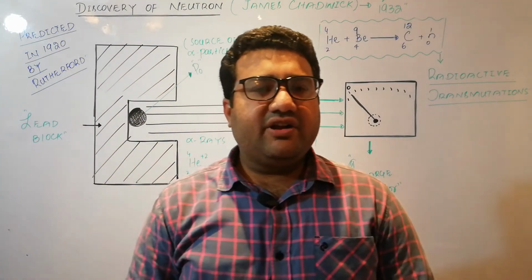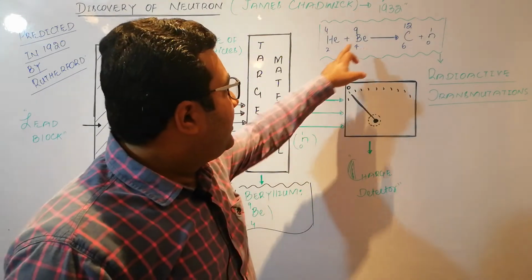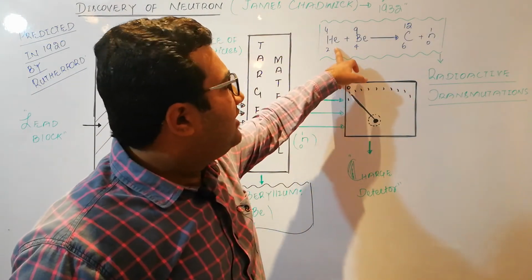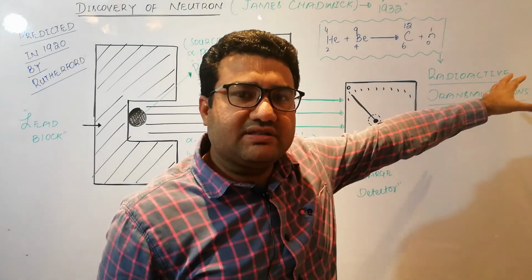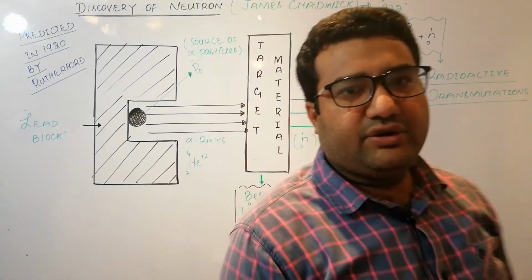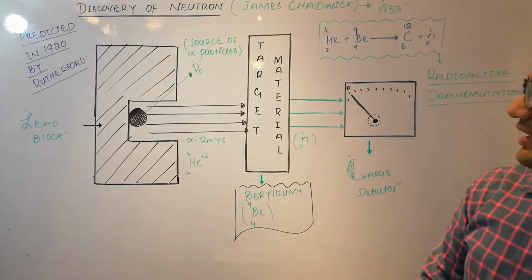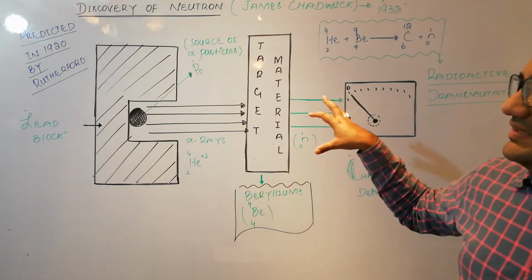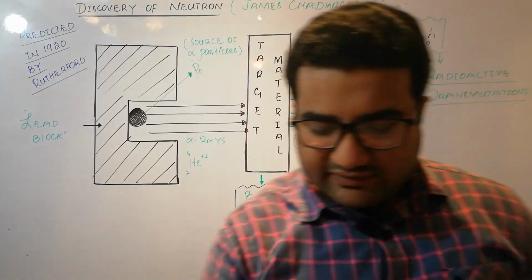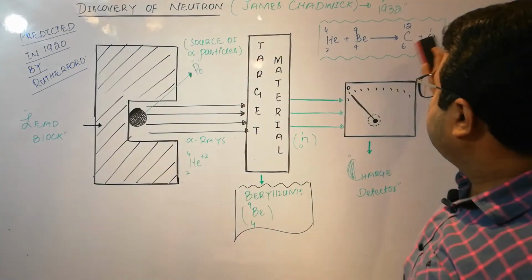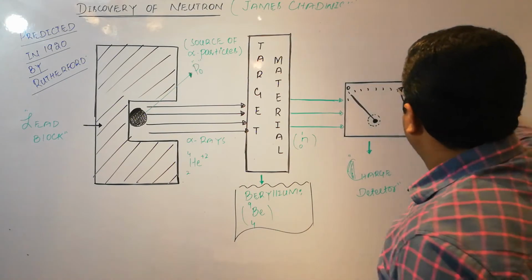What is meant by radioactive transmutation? It means that when an element is bombarded with some radiations, it is changed into another element with the release of new radiations. This reaction is called radioactive transmutation. So in this way the neutron was discovered. But now let us discuss the properties of neutrons and reveal some important points about them.